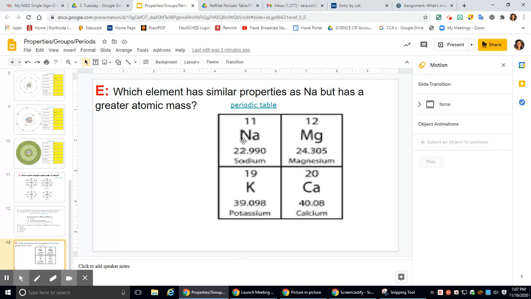Okay, and then for our exit, which element has similar properties to sodium but has a greater atomic mass? Now remember, similar properties mean you are in the same group because you have similar chemical properties. So potassium would be in the same group as sodium, and potassium also has a greater atomic mass than sodium.